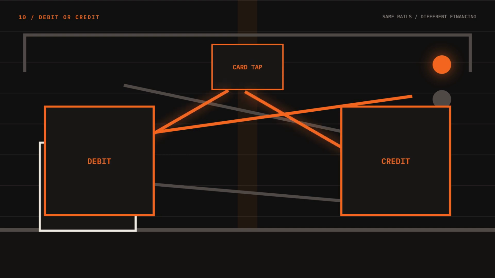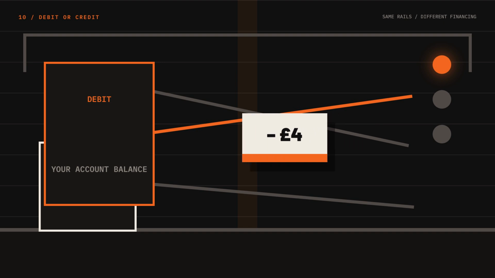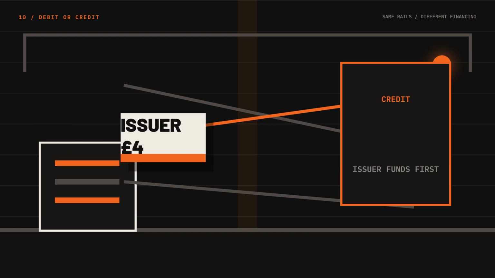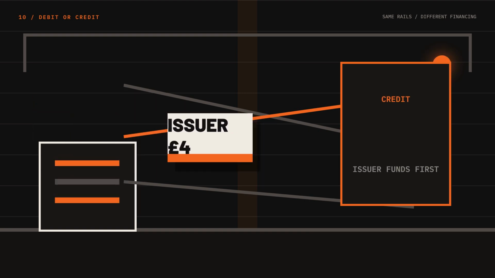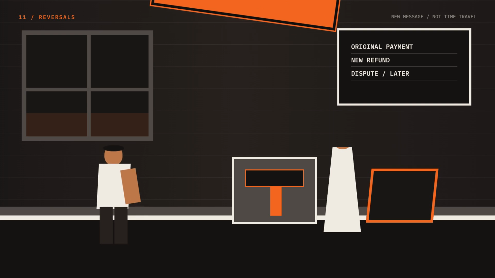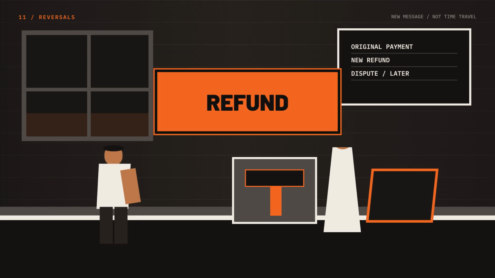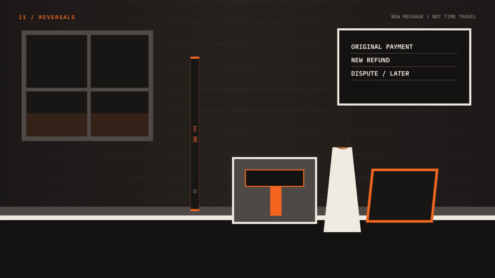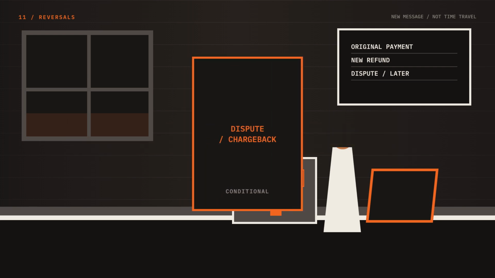Debit and credit can use the same payment rails. With debit, the £4 is linked to your account balance. With credit, the issuer pays first and you owe it later, possibly with interest. Same tap, different financing. Refunds do not rewind the payment. They create a new instruction. Disputes take another, conditional route, a story for another episode.